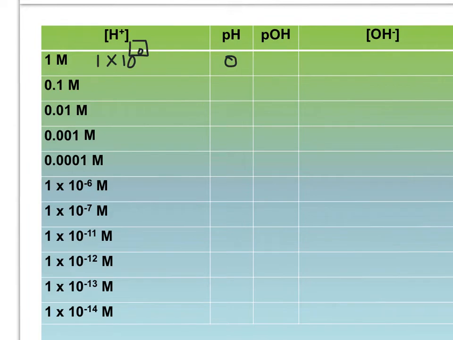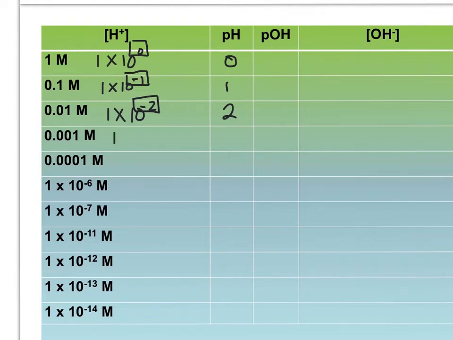Let's do the next one. 0.1 is the same thing as 1 times 10 to the negative 1. Right? So logs are the powers of 10. And so if you want negative log, that means the negative of this number. So negative 1 is positive 1. Let's look at the next one. 0.01 can be written as 1 times 10 to the negative 2. So again, log means power of 10. If I take log of this, it would be negative 2. Negative log of it would be negative of negative 2, which is positive 2.